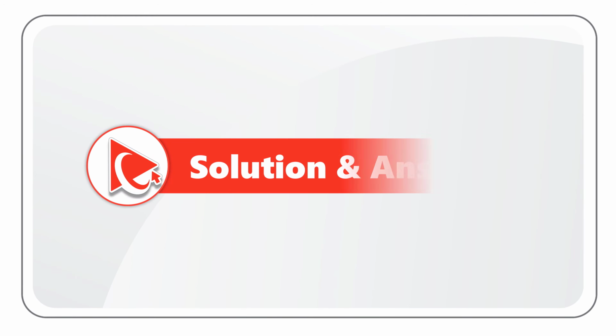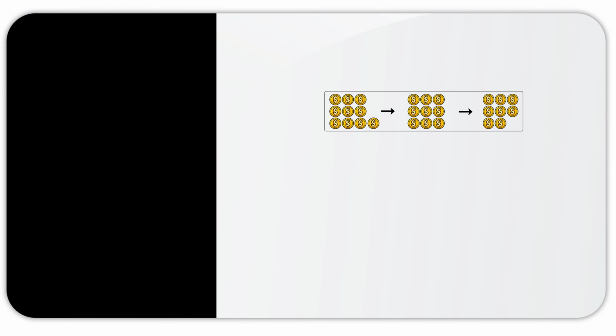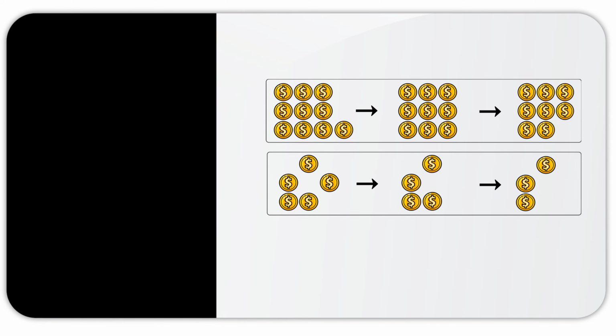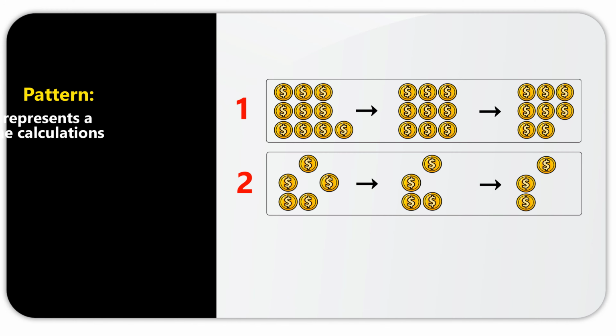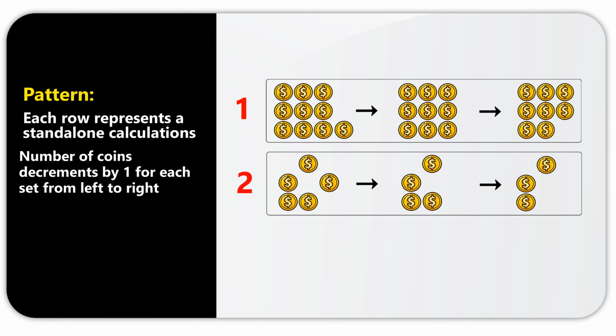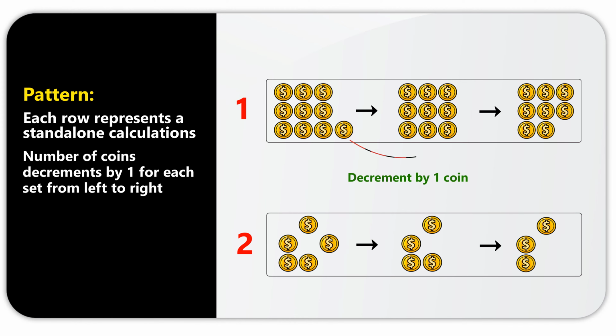To solve this challenge, we need to calculate the pattern based on the 2 rows, let's call them row 1 and row 2, that do not have any missing items. One of the elements of the pattern here is that each row represents a standalone calculation. And if you count the coins in each row, you see that the number of coins decrements by 1 for each set when you go from left to right.